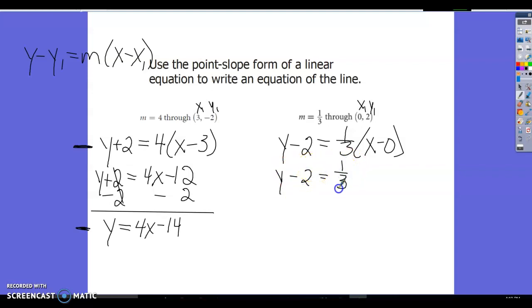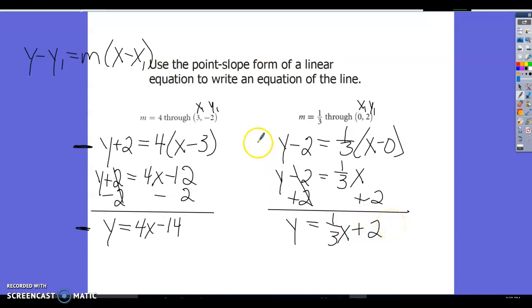Point-slope is necessary sometimes when we have the point and the slope to write it as an equation, but it's not always the prettiest or easiest equation to use. So we often manipulate it and put it into slope-intercept form. So again, this is point-slope form, and this is slope-intercept form.